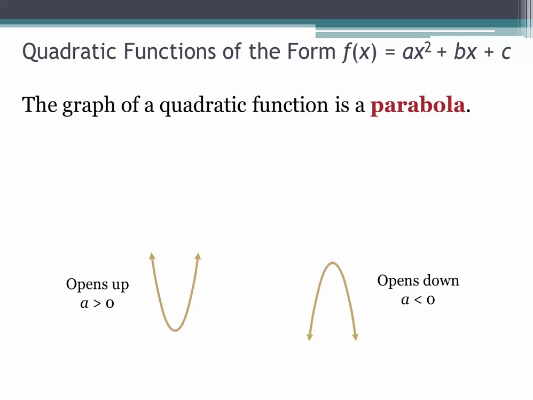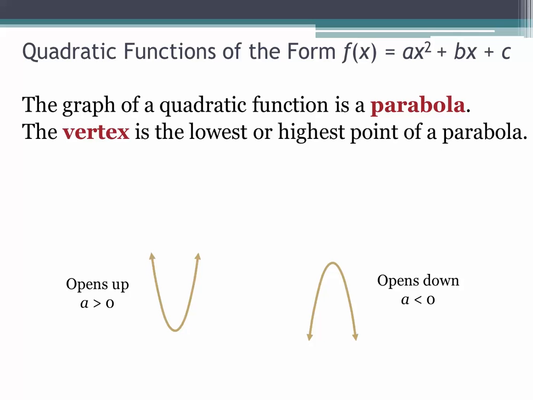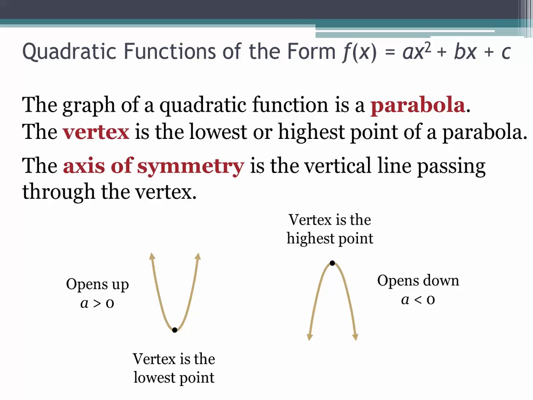The parabola is this U shape that you see here. If the a value is positive, the parabola opens up. If the a value is negative, the parabola opens down. The vertex is the highest or lowest point on that parabola. The axis of symmetry is a vertical line that can be drawn through the vertex. Parabolas have perfect symmetry.